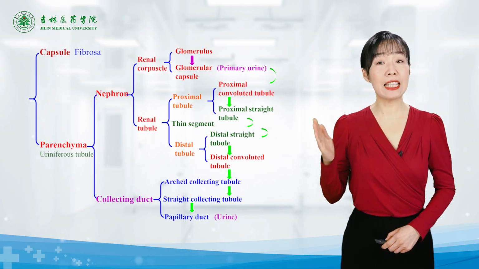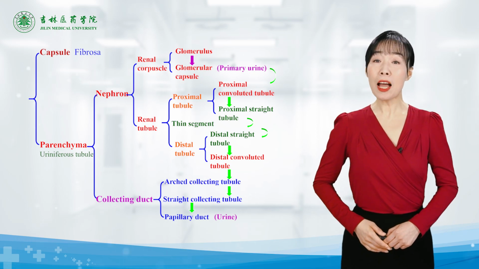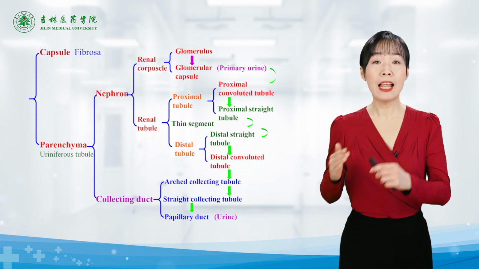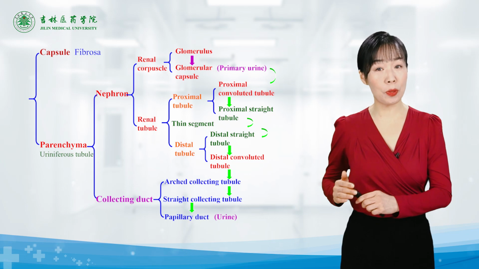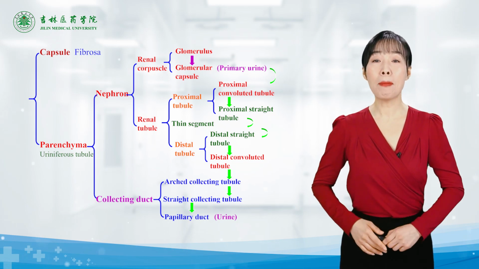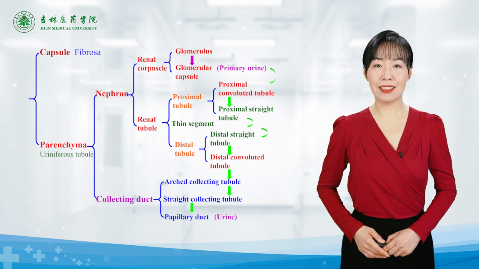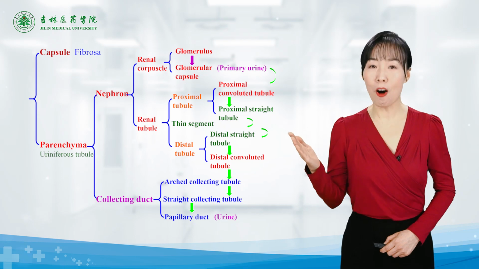Glomerular capsule is the site of primary urine formation. Primary urine passes through the proximal tubule, thin segment, distal tubule, arched collecting tubule, straight collecting tubule, and papillary duct to the minor calyx. In the papillary duct, the urine is formed.